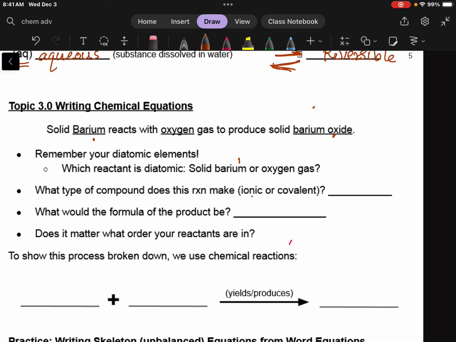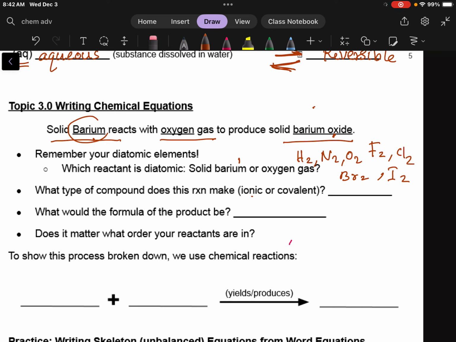Okay, so now we are going to start writing the equation from a sentence. It says solid barium reacts with oxygen to produce barium oxide. So for writing that, we need to know a couple of things. First one, diatomic elements. I said 7 elements including hydrogen, then starting from nitrogen, they all exist as diatomic. So nitrogen, oxygen, fluorine, chlorine, bromine, iodine. Whenever you write them, you have to write them with the 2 there. Okay, they are called diatomic.